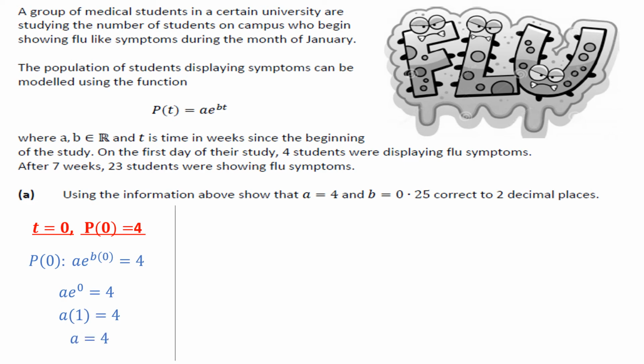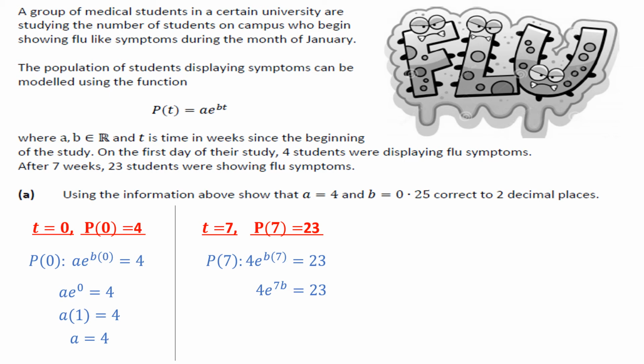The second piece of information they gave us was when t is 7, the population of students displaying symptoms was 23. So P of 7 equals 23. I'm going to sub in now that I know A is 4. That leaves me with simply one unknown to find. So 4 times e to the power of b times 7 equals 23. Instead of t, we're subbing in 7. When we simplify this, we get 4e to the power of 7b equals 23.